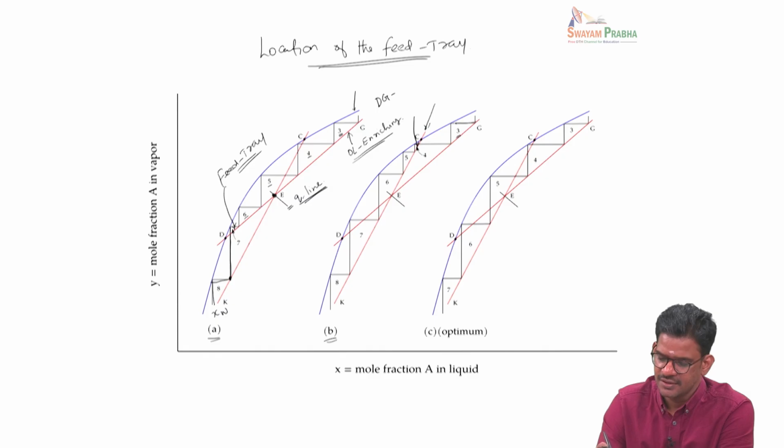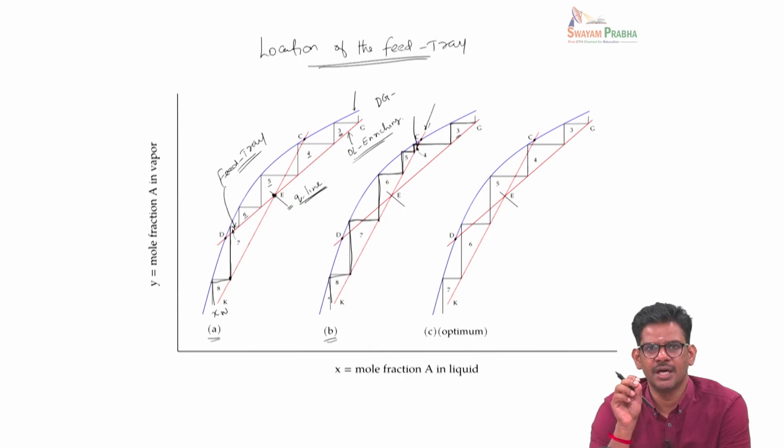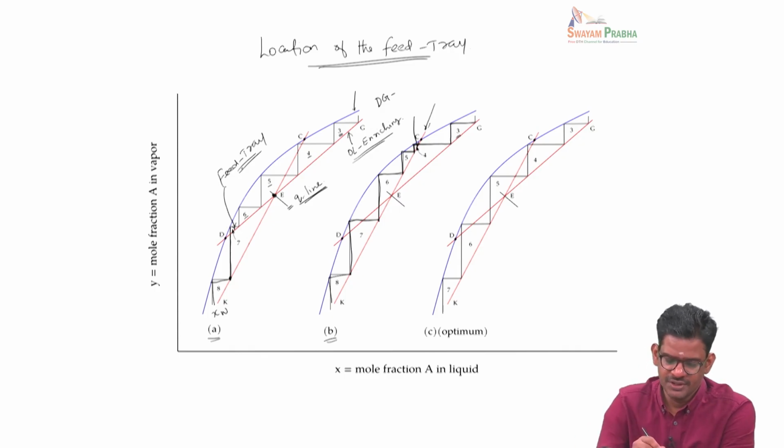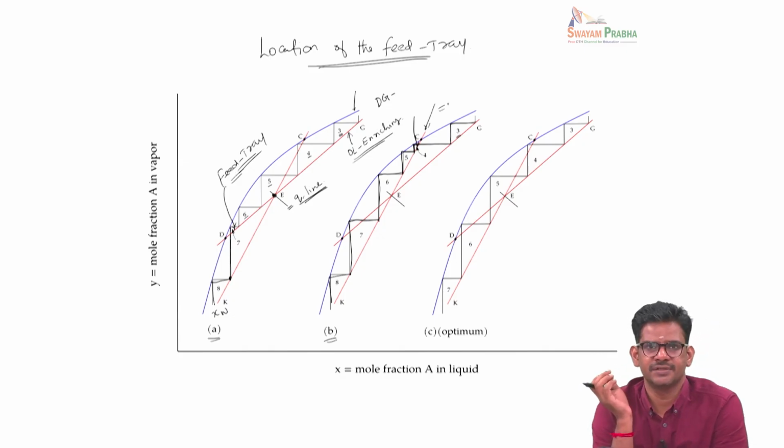So you can see that up to 3 we are here. In the fourth tray, we go to the operating line corresponding to the exhausting section, and then we go on from here. Okay, so that means the feed location will demark the transition from enriching to exhausting operating line. And then you can see that depending upon whether we introduce the feed in the seventh tray or fourth tray here, the number of stages will be different.